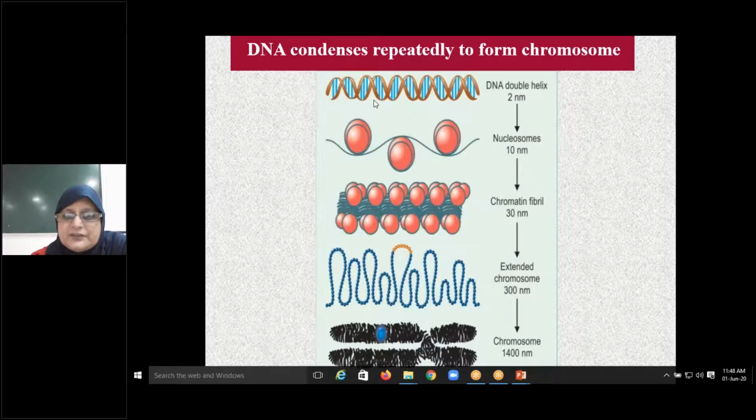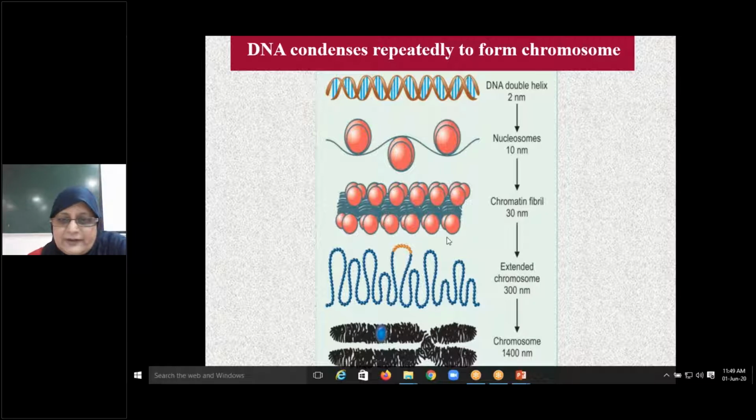Now here you have seen, this is the DNA double helix helical structure, which is only 2 nanometers. Once the nucleosomes are formed, when the DNA winds around the histone octamer, they form a nucleosome which becomes 10 nanometers in diameter. Now around 6 fibers of these nucleosomes wrap still more around, they condense themselves, and go on to form chromatin fibrils, so that it becomes 30 nanometers in diameter.